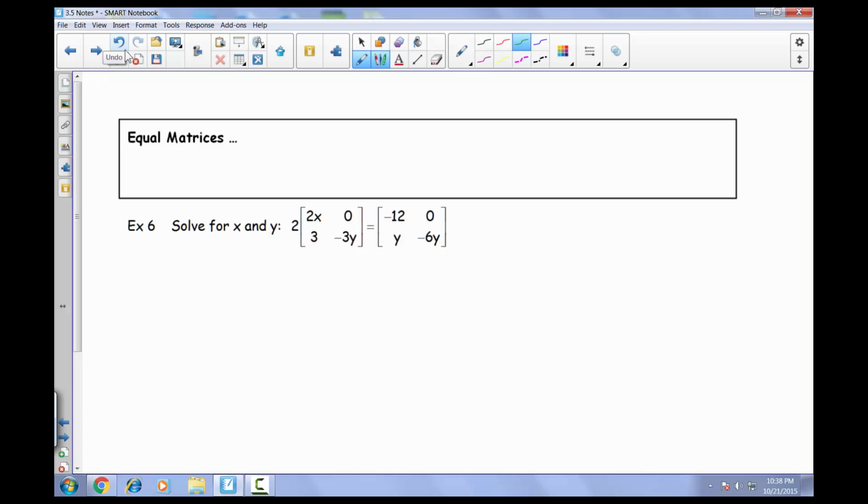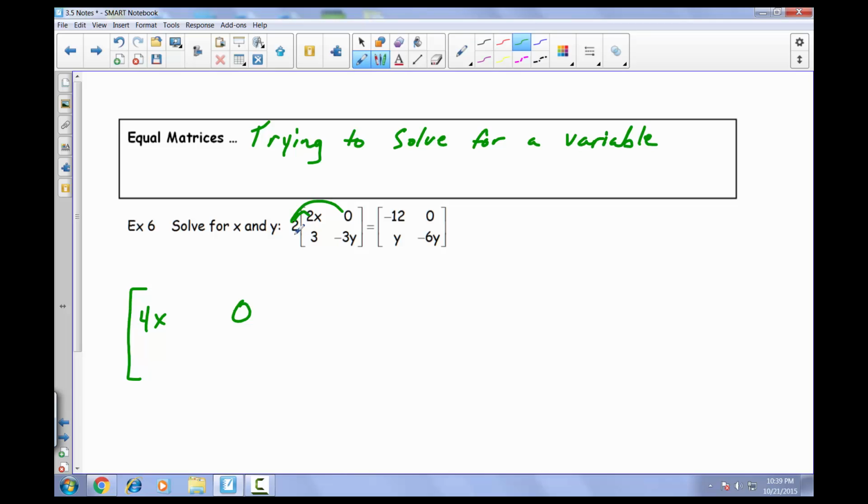Now when we're talking about equal matrices, these are the cases where you're actually trying to solve for a variable. What we're going to do first is distribute in our scalar here. So we end up with 4x. 2 times 0 is just 0. 2 times 3 is 6. 2 times negative 3y gives us negative 6y. That's equal to negative 12, 0, y, and negative 6y.